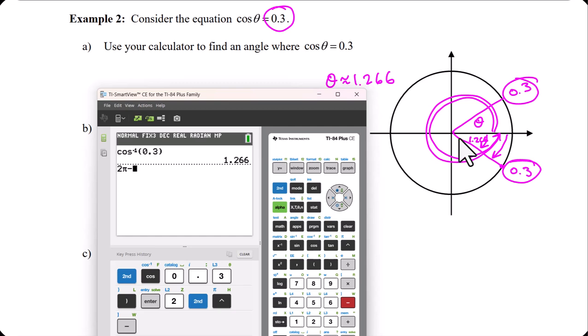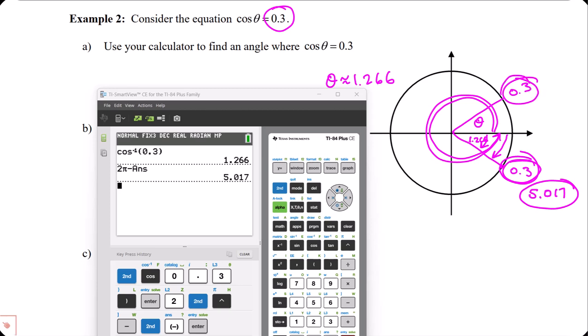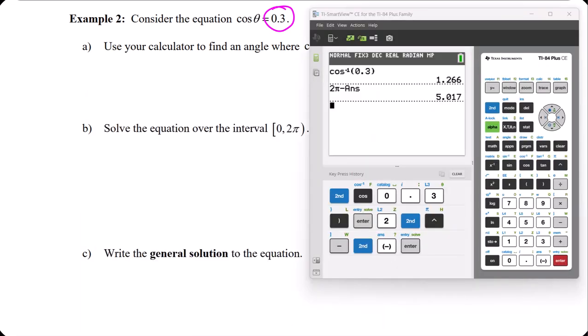Well, 1.266 is the answer I just found. Let's do second answer and enter. And this other angle is actually about 5.017. That's the angle. They have the same cosine value. So this angle up here was 1.266. With these directions between 0 and 2 pi, here is the first quadrant angle, and here is the fourth quadrant angle.